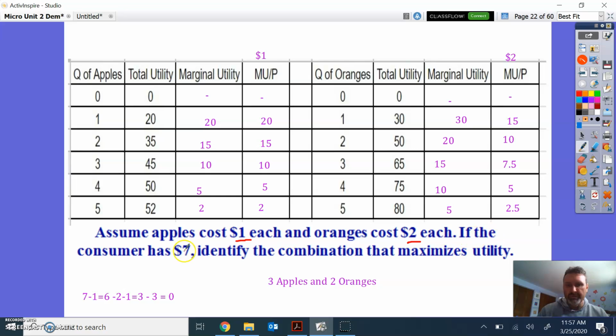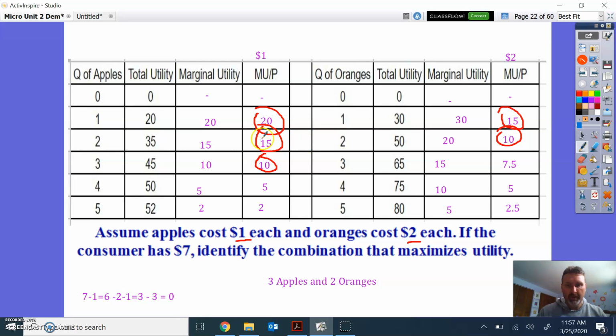So, the question is, if the consumer has $7, what's the combination that maximizes utility? We look here. The highest number we have is this 20. That's $1. 7 minus 1 is 6. Next highest number, 15, and a 15. All you do is count the circles. 2 and 1 is 3. 6 minus 2 minus 1 is 3. Look at that, a 10 and a 10. Now I have $0 left. Not an issue going forward at that point.